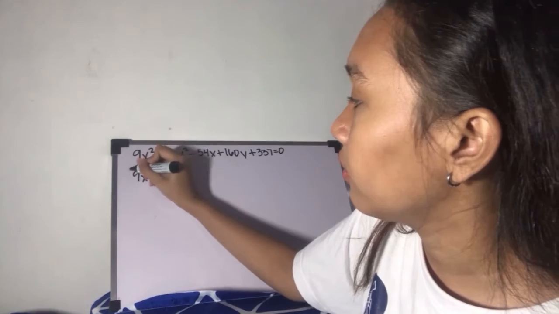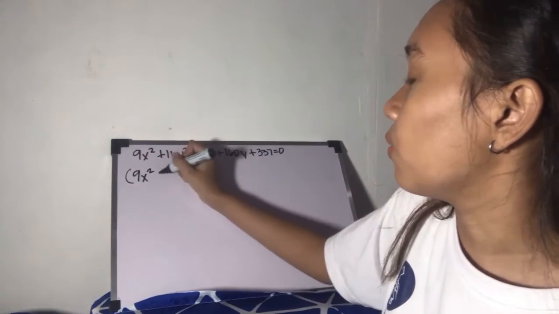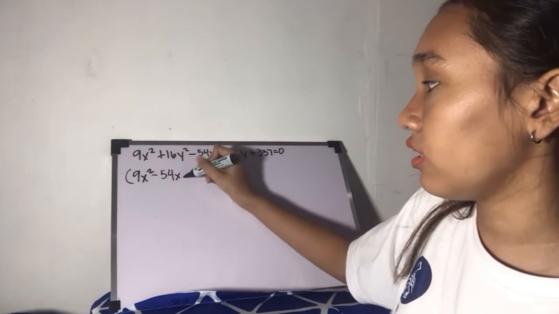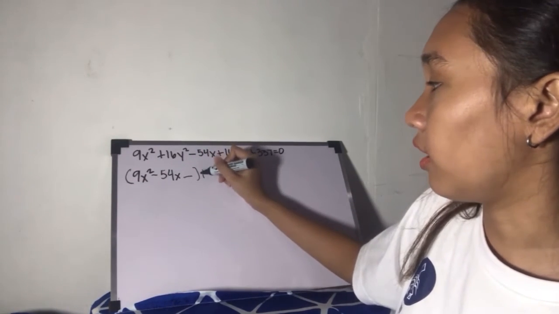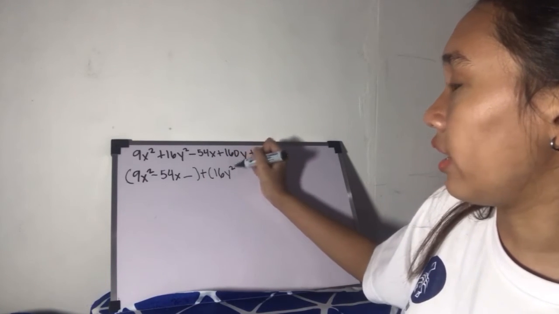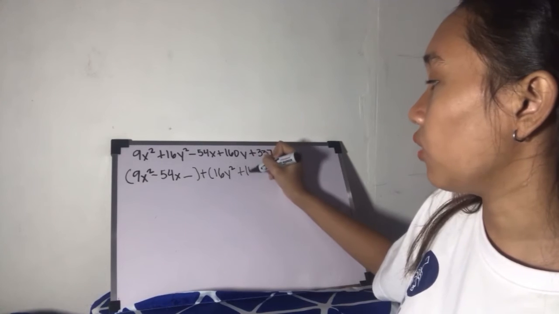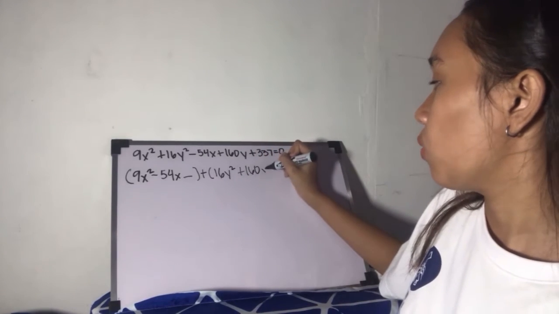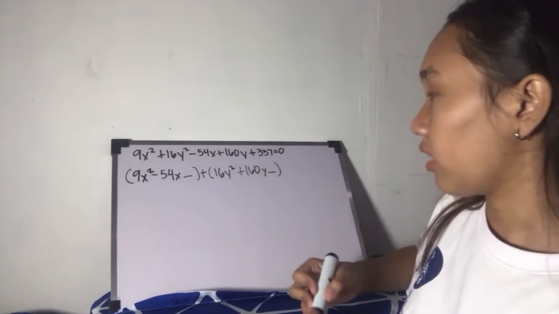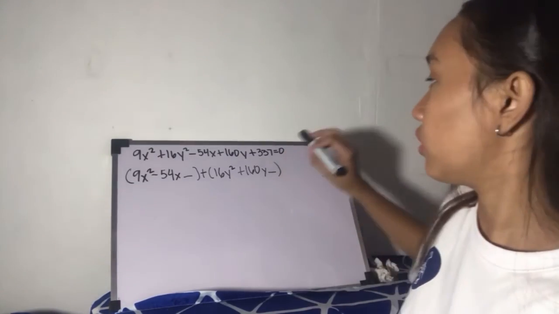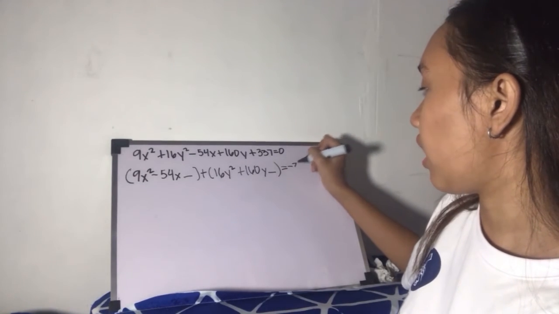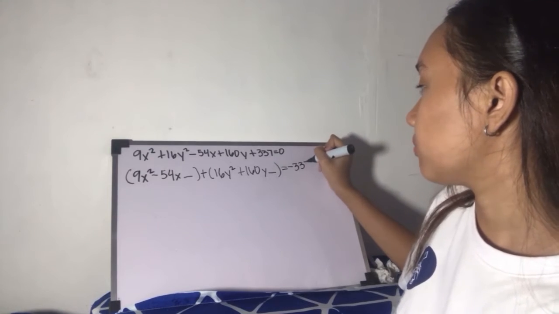9x squared together with 54x, and leave a blank, plus 16y squared plus 160y, and leave a blank. Then the constant term will be moved to the right side. It will be negative 337.